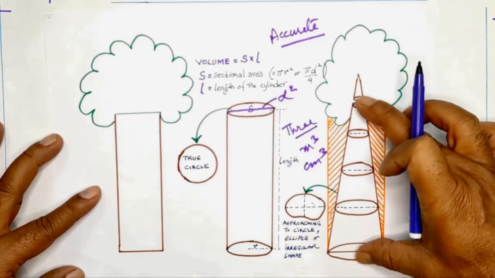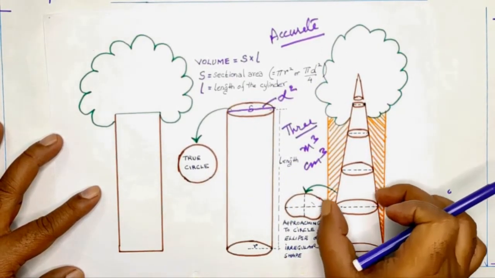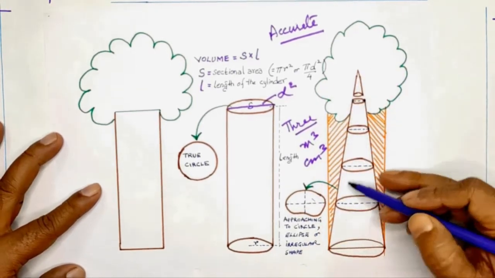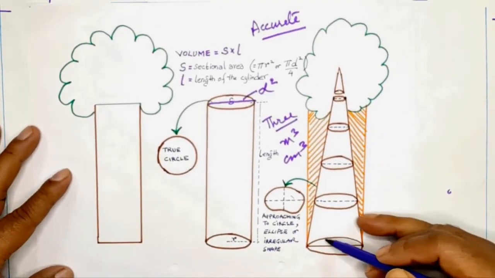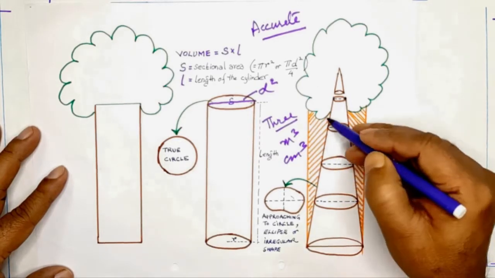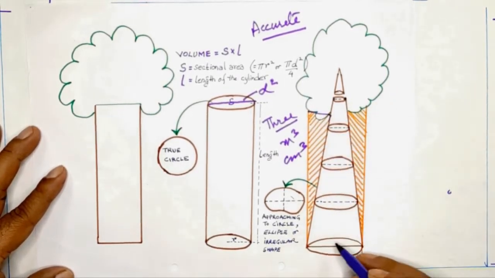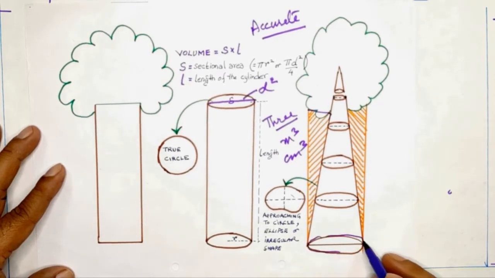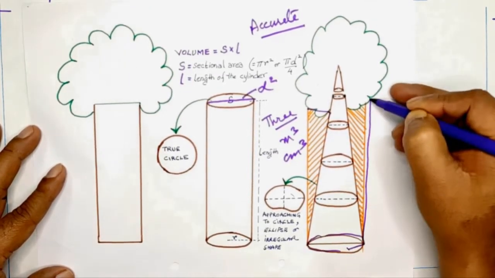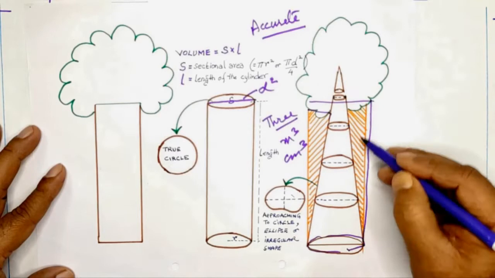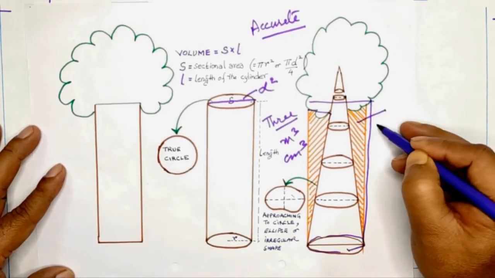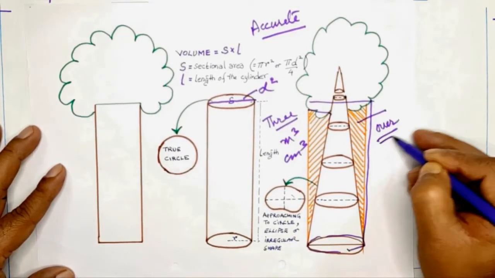But when we take it for a tree, the tree slowly tapers down. When it tapers down like this, it is very difficult for us to calculate, because we have to assume this is the extra volume. If we take this sectional area here and this length, we will consider this as a full volume. So this is the overestimate.